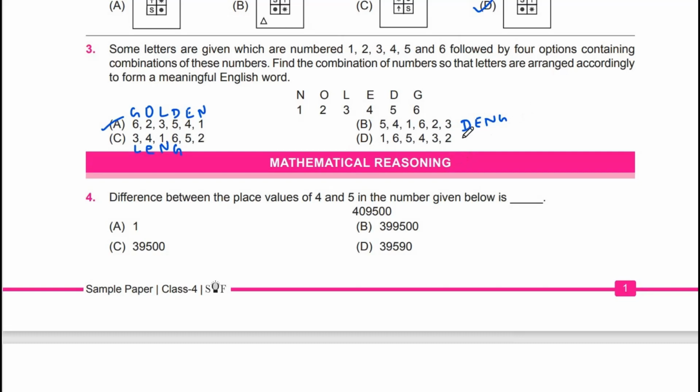So now let's see the next word, with number 1 starting, which is N, G, and then 5 is D, N, G, D. No, there is no word like this. So our right option is golden. So our first option is right.